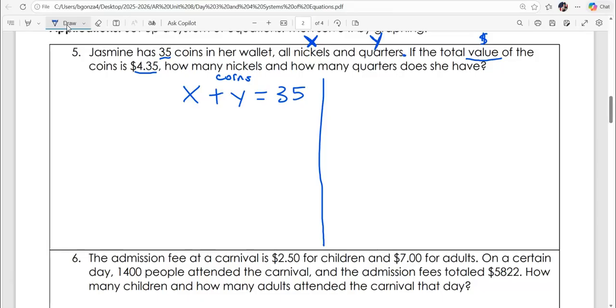You are still going to add up X and Y, but in front of X, you need to tell me how much X is valued at. How many cents is a nickel? So do y'all know how many cents a nickel is? A nickel is 5. Now here's what you're not going to do. You're not going to put 5x because that would be $5.